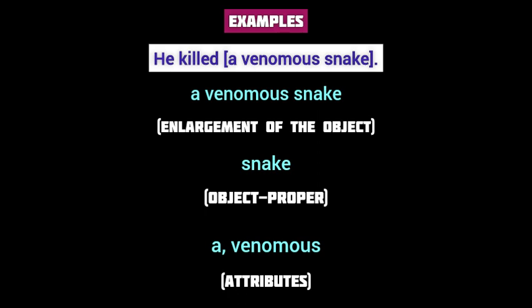Here, the object is a venomous snake. It consists of several words, but here the chief or key word is snake, which is called the object word. But the two words a and venomous, which describe the object word, are called its attributes or enlargement. So we see that when the subject or the object consists of several words, we call it the enlargement of the subject or the enlargement of the object. And the key words are called the subject word or the object word respectively.